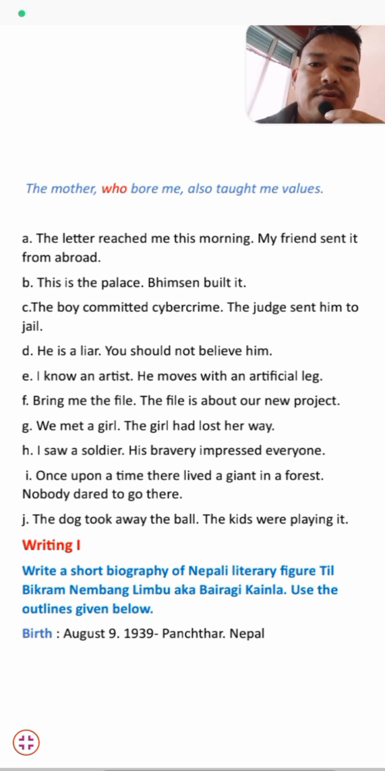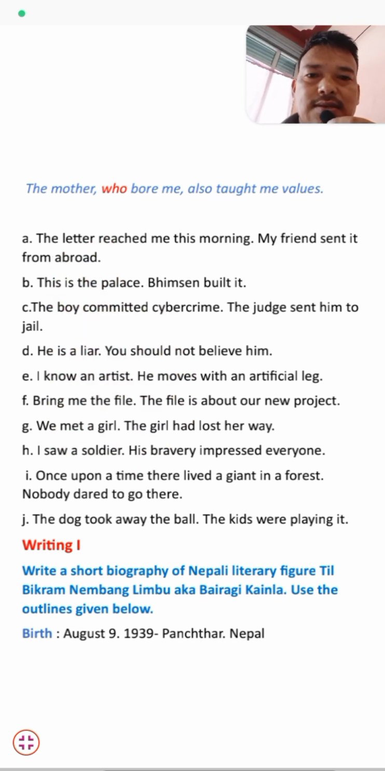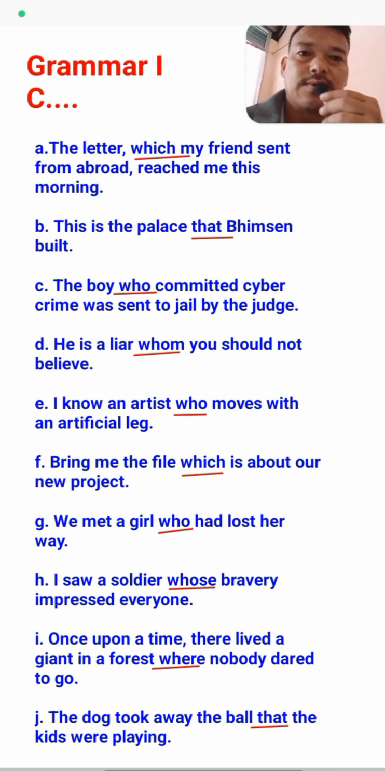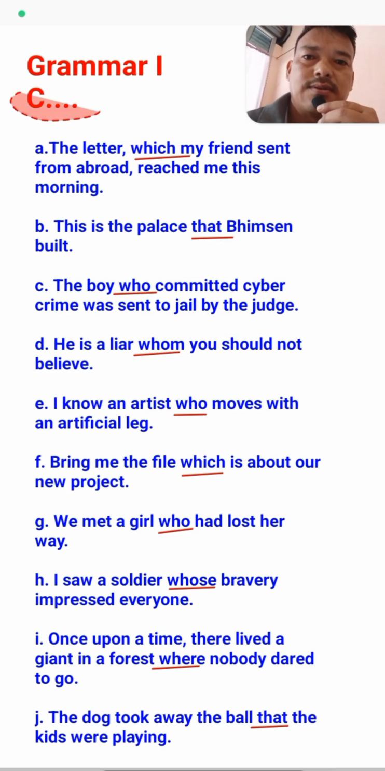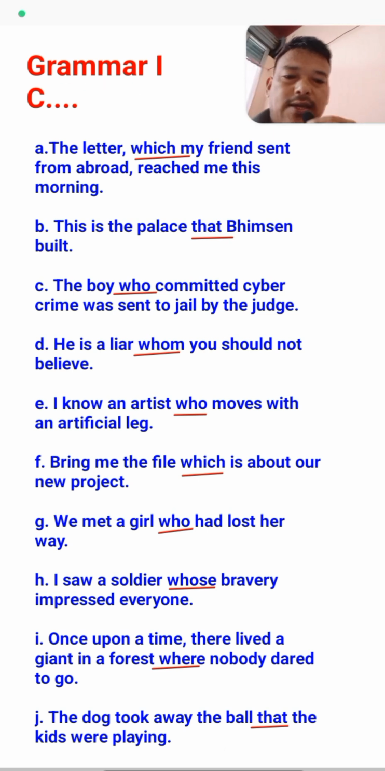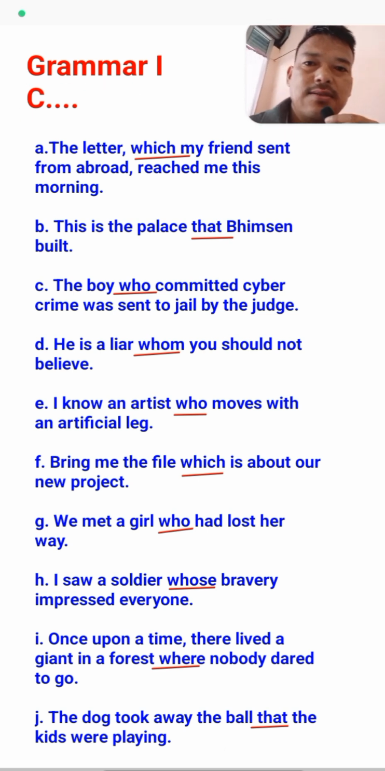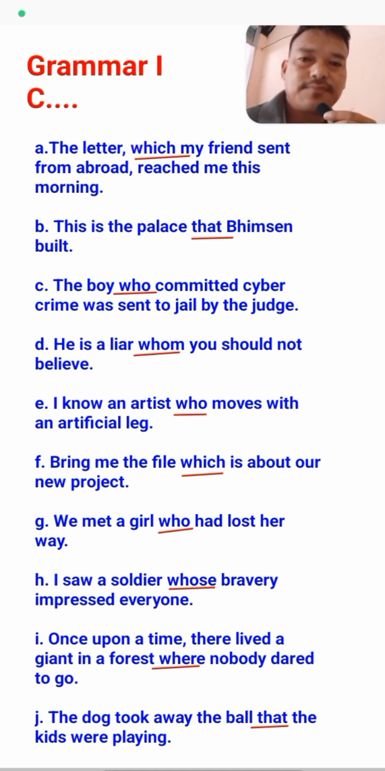So students, I have written all the answers of these exercises. Have a look at the answers first. Yes, here are the answers of C number. It's a grammar one, and it's a C number exercise. The first one is a letter. The letter reached me this morning. My friend sent it from abroad. And the letter is what? It's a thing, so for that we can use that or which. The letter which my friend sent from abroad reached me this morning. So we have joined these sentences using which.